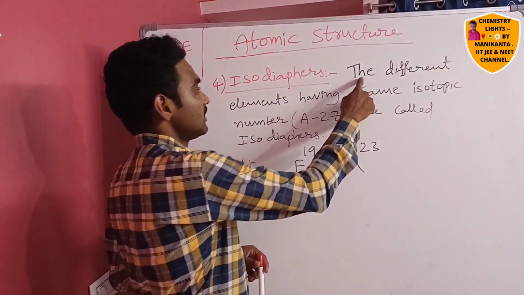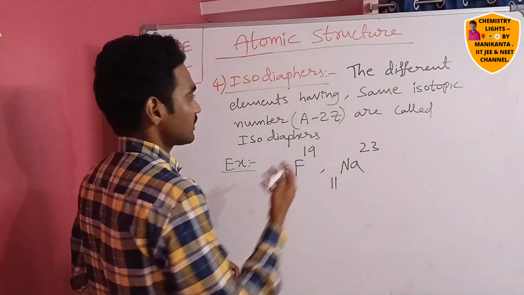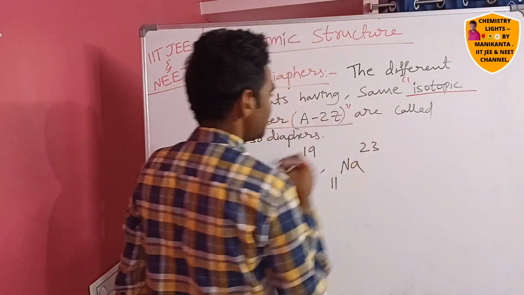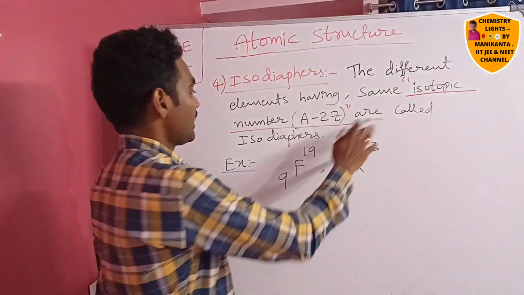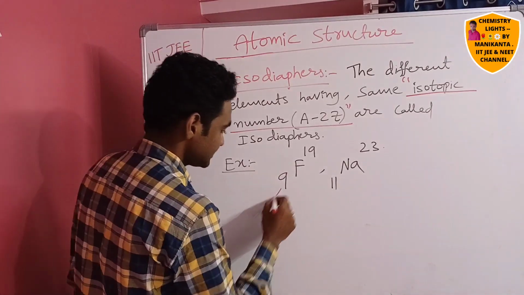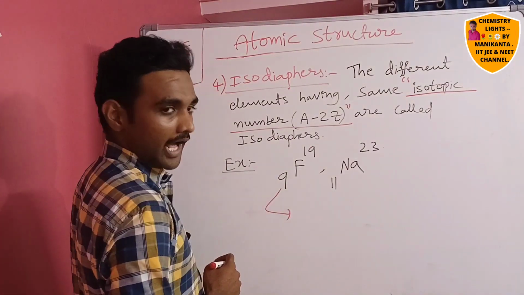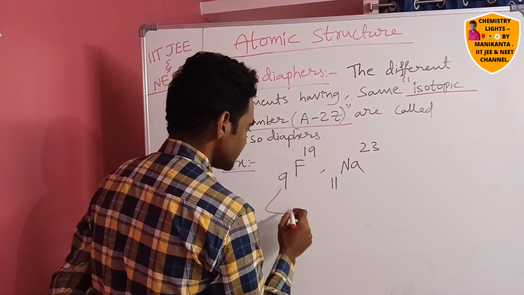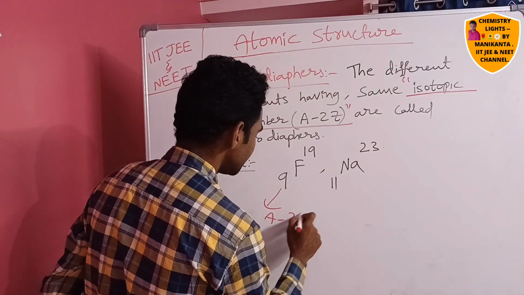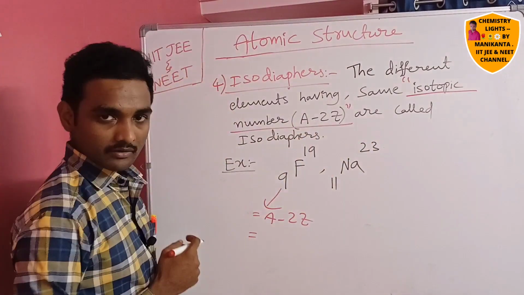What are isodiaphers? The different elements having same isotopic number. Here what is isotopic number? A minus 2Z is called isotopic number. Those are called isodiaphers. Okay, what are the examples? Let me discuss, then you will understand clearly. For these two atoms we have to calculate A minus 2Z. First for fluorine we have to calculate A minus 2Z. It is called isotopic number.